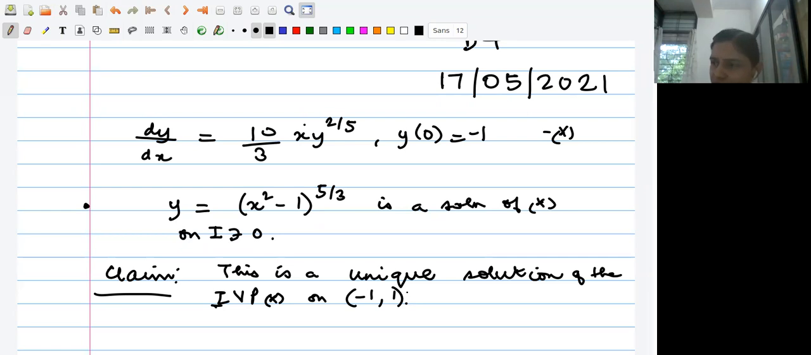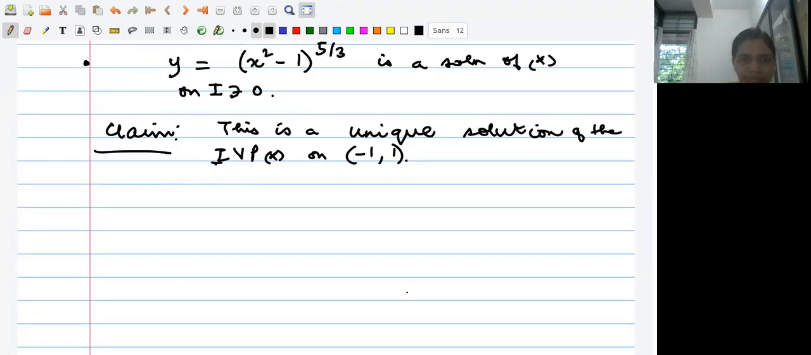Now let's go back to the existence and uniqueness theorem. What does it tell us? The existence and uniqueness theorem tells us that this solution that we have found is a unique solution of the initial value problem on a certain subinterval of wherever f and the partial derivative of f with respect to y are defined, containing the origin. Correct? Is that okay? Yes.